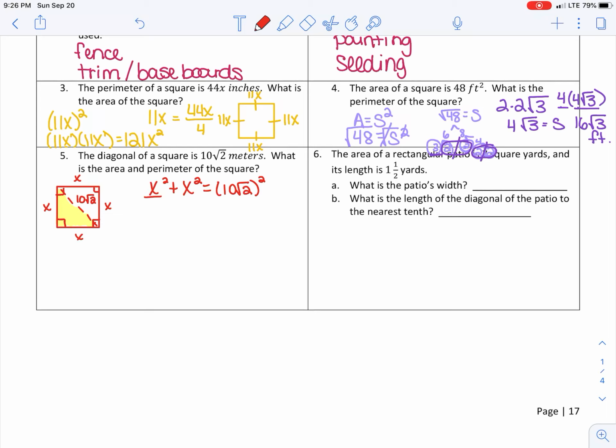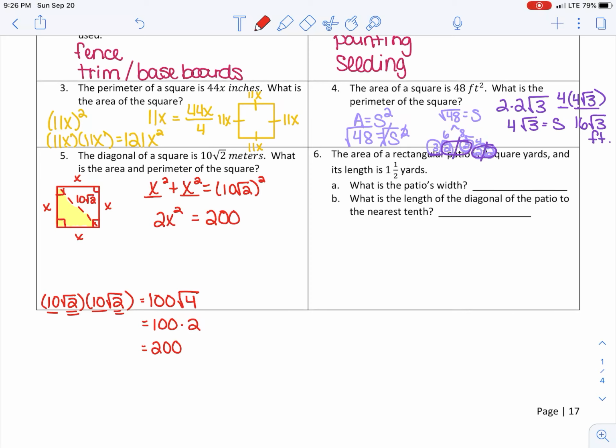Okay, so I end up with x squared plus x squared, which gives me 2x squared is equal to, and I'm going to do this down here, the 10 root 2 times 10 root 2, because I need to figure out what that is. So 10 times 10 is 100. And then root 2 times root 2, that's going to be root 4. And the square root of 4 is 2. So we're going to say 100 times 2 gives me 200. So that 2x squared is equal to 200.